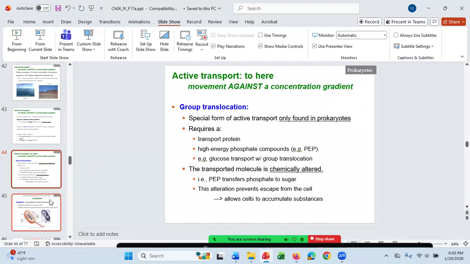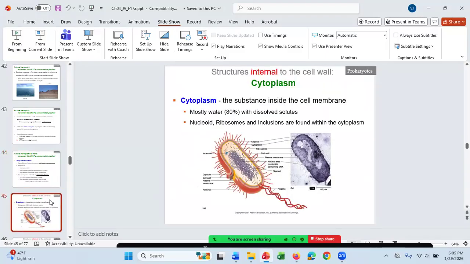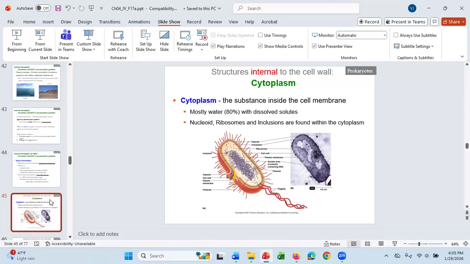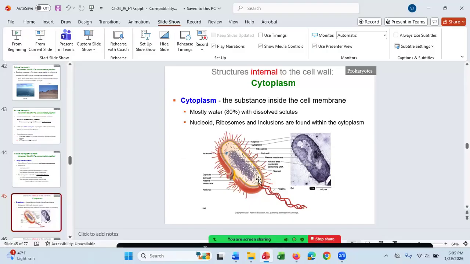All right, let's move on to talking about the cytoplasm. The cytoplasm is the substance inside the cell membrane. It's mostly water, about 80%. It does have dissolved solutes in it. It has the nucleoid region where the DNA is dissolved in it. It has ribosomes and inclusion bodies, which are not dissolved in the water or the cytoplasm. These are big enough, the ribosomes and the inclusions, that they are not in solution. The inclusions can actually precipitate out of solution.